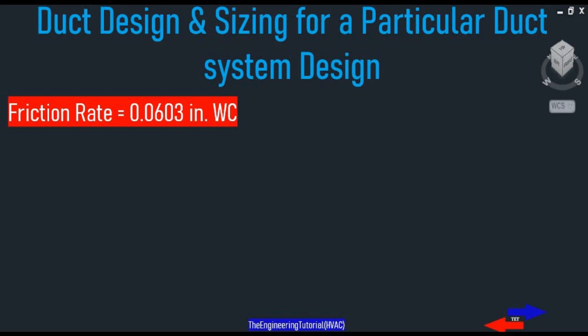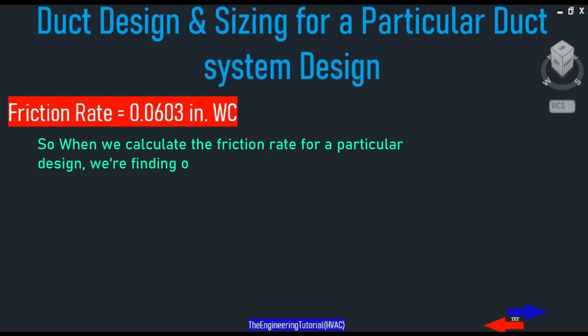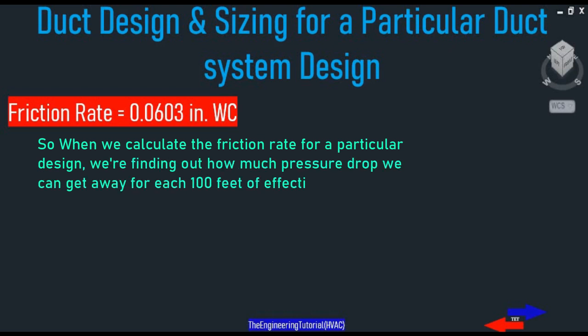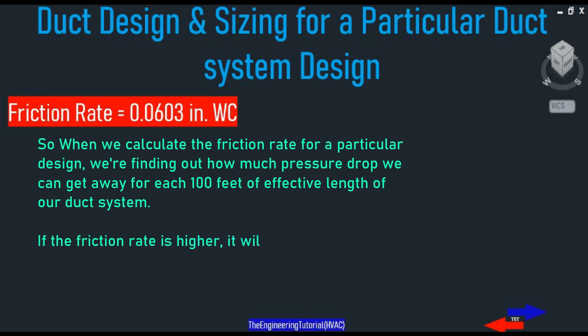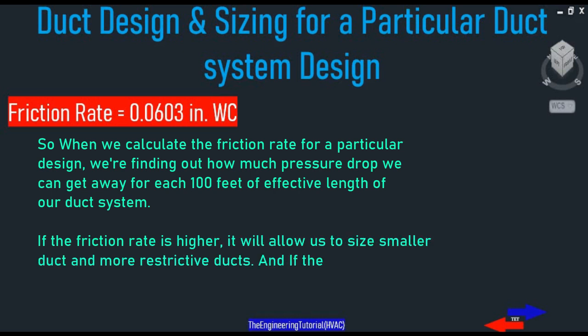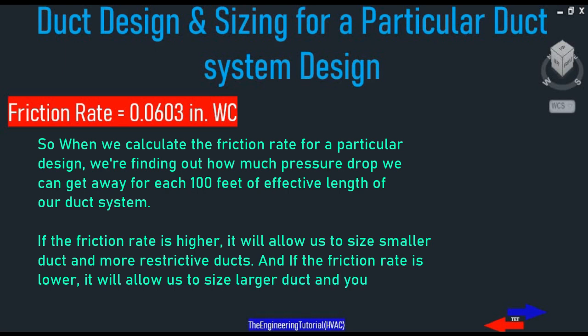If you test static pressure for some systems, undersized duct systems are very common, and this is because 0.1 inch of water column, a rule of thumb, was used when designing the ducts. So when we calculate the friction rate for a particular design, we're finding out how much pressure drop we can get away with for each 100 feet of effective length of our duct system.